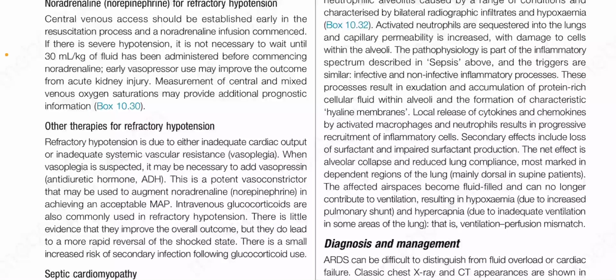in supine patients. The affected air spaces become fluid filled and can no longer contribute to ventilation, resulting in hypoxemia due to increased pulmonary shunt and hypercapnia due to inadequate ventilation in some areas of the lung. That is ventilation perfusion mismatch.